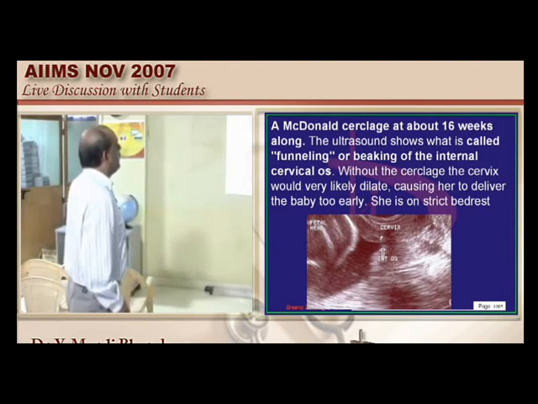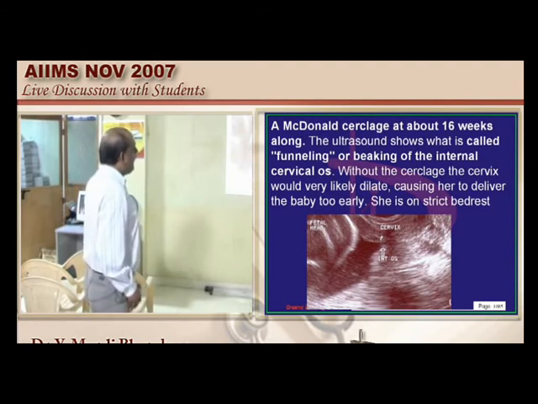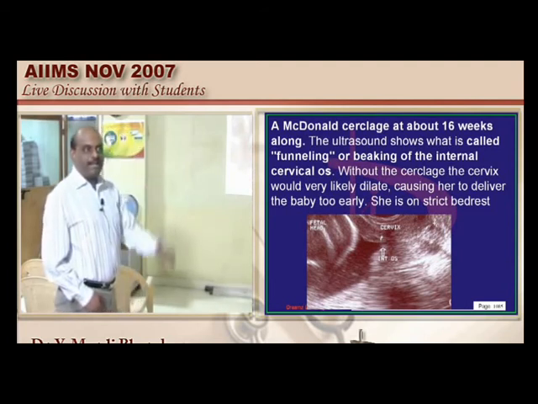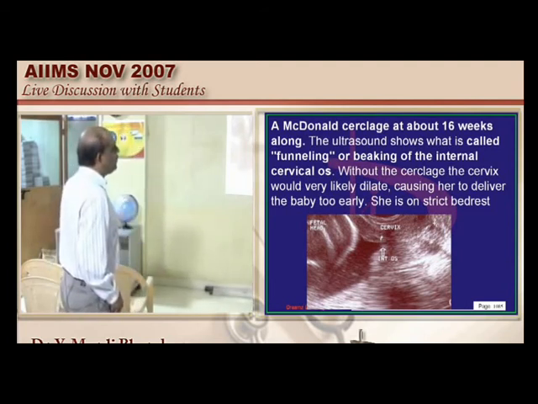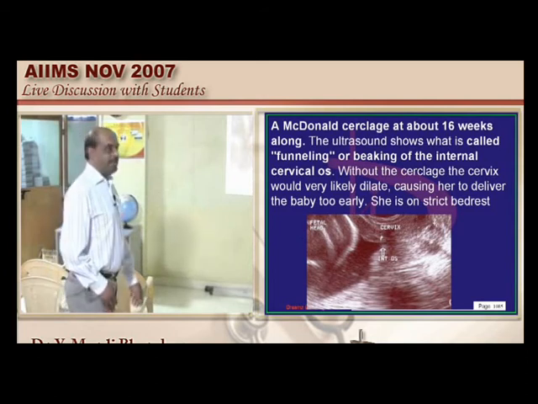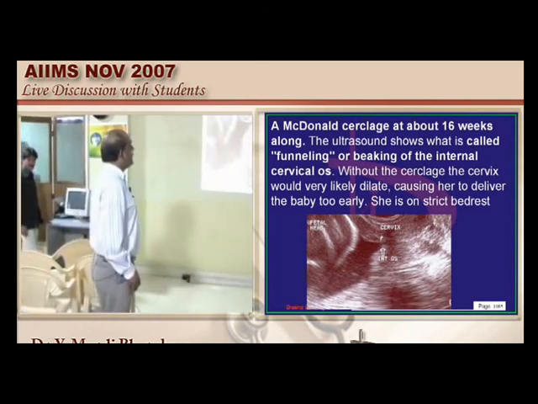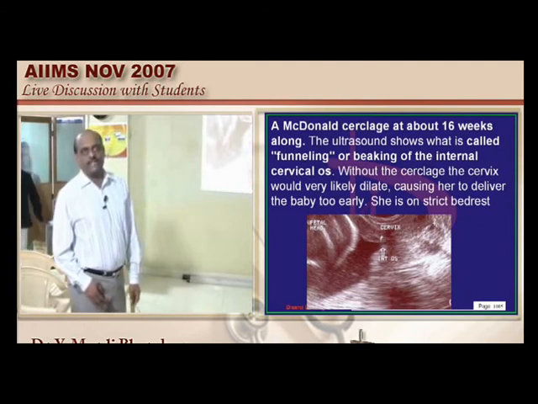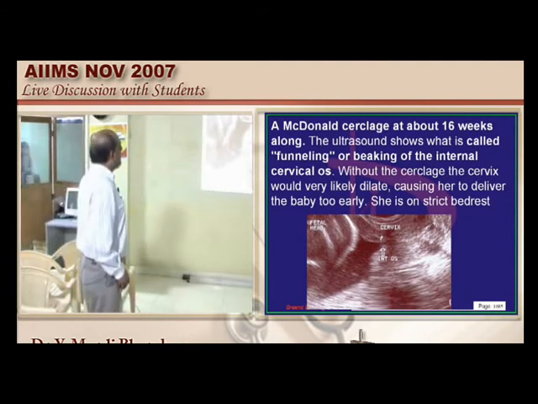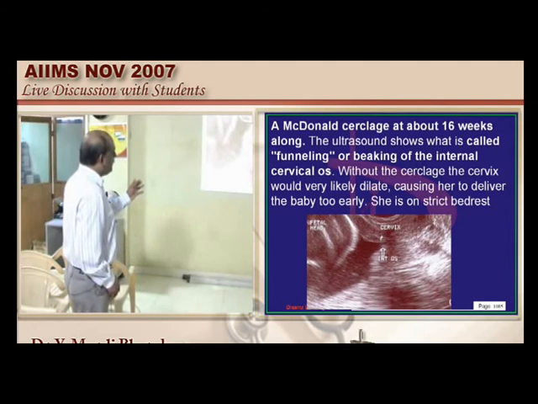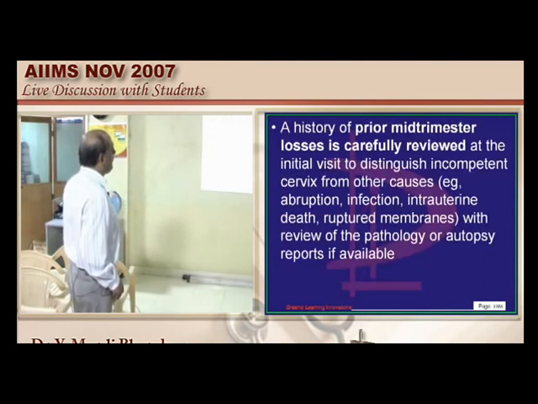So typically McDonald's cerclage is a procedure which is done at about 16 weeks of gestation. What are you able to appreciate here in the ultrasound? This is the fetal head, this is the cervix, you can see the internal os, and it is just giving way with the external os still being closed, which is typical, but here a cerclage has been applied.